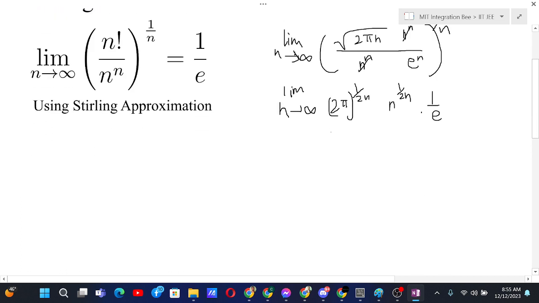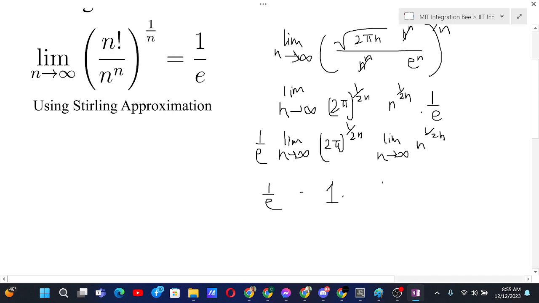Okay. Now we can break this down into two limits. The 1 by e can be taken out. This is limit n tends to infinity, 2 pi to the power 1 by 2n, and limit n tends to infinity, n to the power 1 by 2n. Now for the first, 1 by 2n tends to 0, since 1 by infinity is 0. So any number to the power 0 will actually be 1. This will be 1.